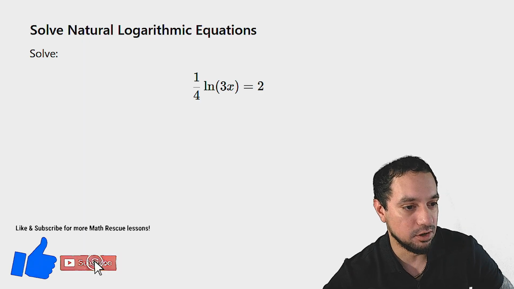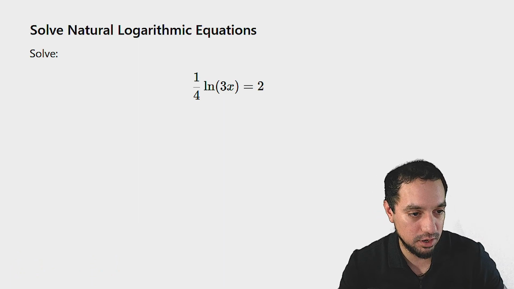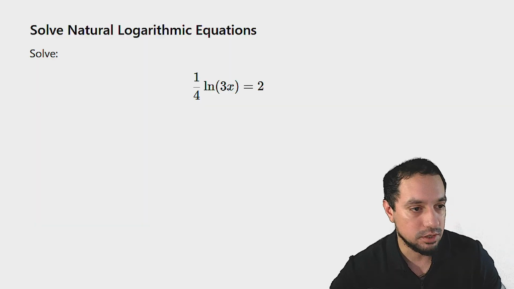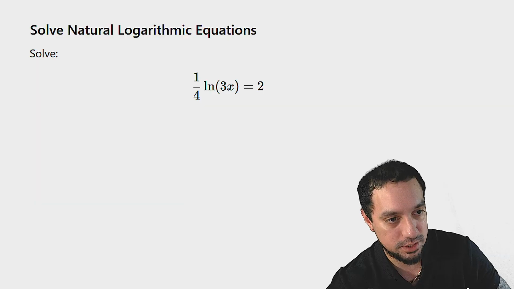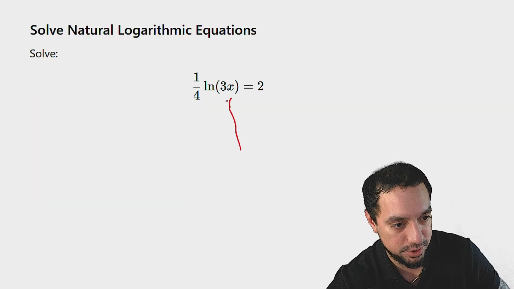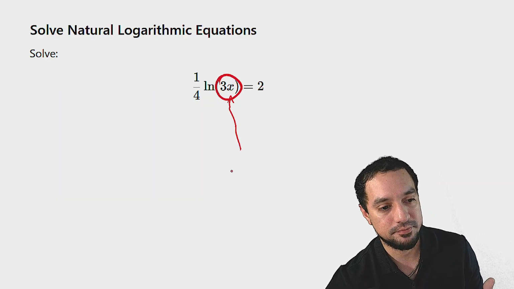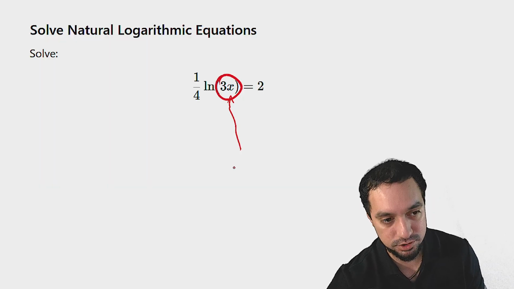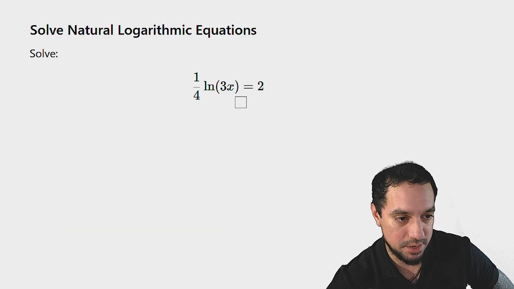Alright. So we have a natural log equation here. We have 1/4 of natural log of 3x equals 2. The first thing I notice is that my variable, the thing I'm looking for, is stuck inside of the argument of the logarithm. That presents a problem. I can't directly solve for that. Either I use mental math or I have to do a form change, changing to exponential form. So that's the first thing that pops out at me.